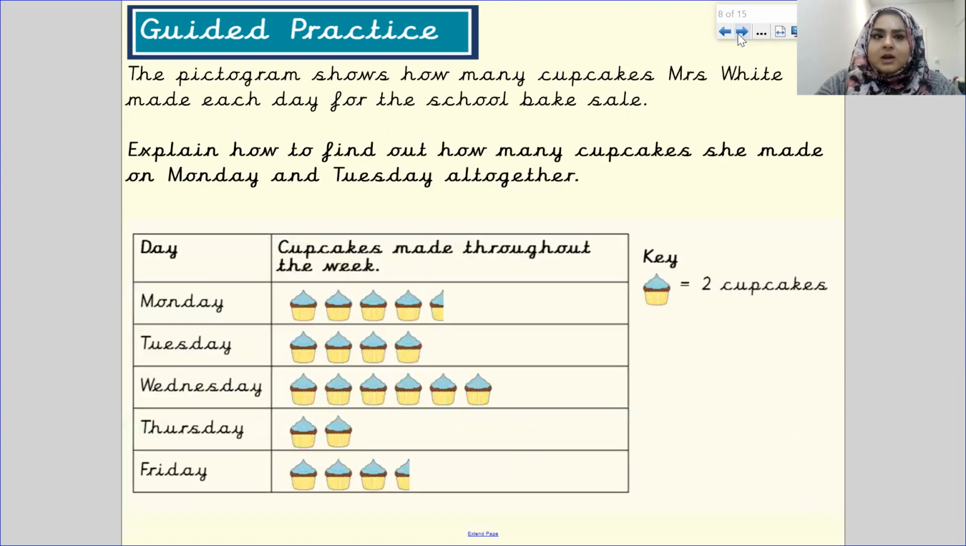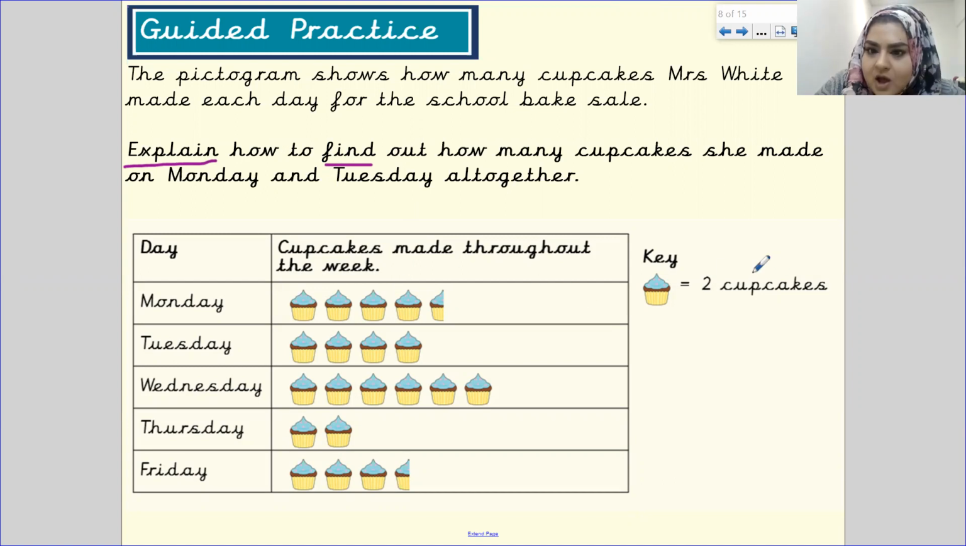Okay. Now, guided practice number 3. The pictogram shows how many cupcakes Mrs. White made each day for the school bake sale. Explain how to find out how many cupcakes she made on Monday and Tuesday altogether. If you can, pause the screen now and work out your answer, and come back to my screen when you are ready.